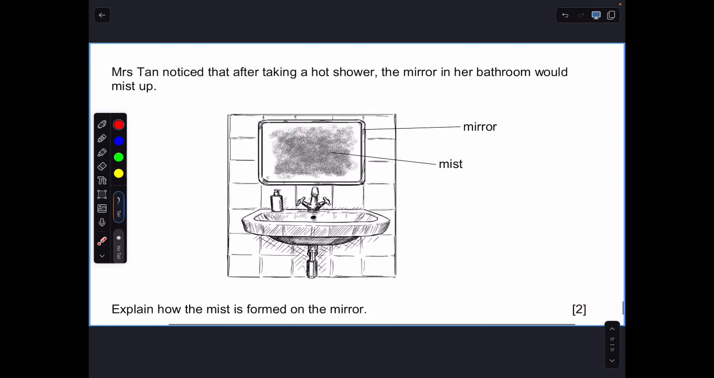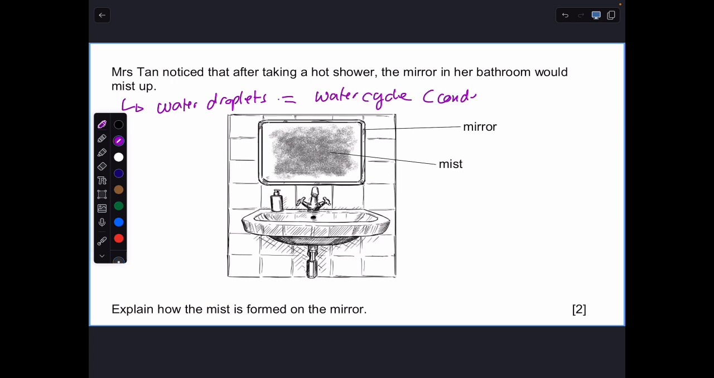Okay, this question. Mrs. Tan noticed that after taking a hot shower, the mirror in the bathroom would mist up. You see the word mist. Straight away, it hints you to water droplets. And when you see water droplets, most probably it has to do with the water cycle, explicitly condensation. Remember, water cycle is driven by two processes: you have your evaporation and then you also have your condensation.